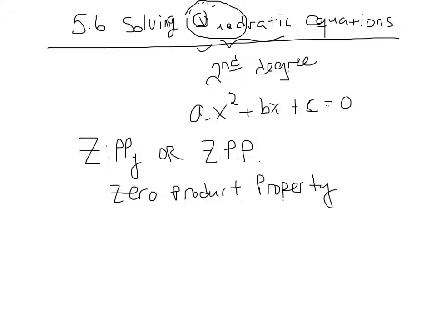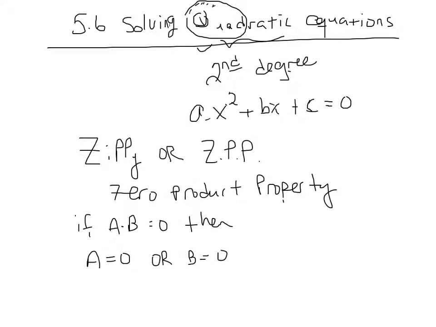And the zero product property says the following very simply. It says if A times B is equal to 0, then either A is 0 or B is 0. The idea here is if you are multiplying two factors together and the answer is 0, the only way to have the answer to a product be 0 is if the first factor is 0 or if the second factor is 0. So let's see how this works.